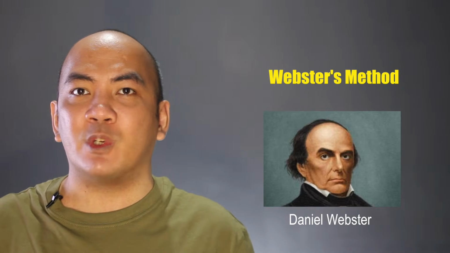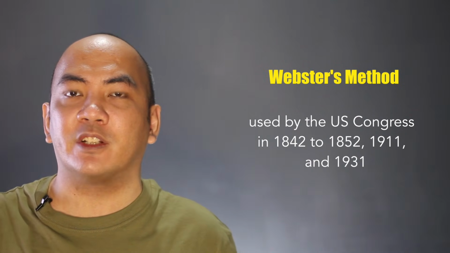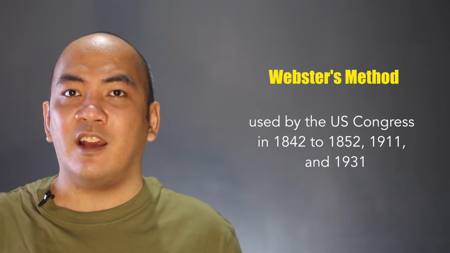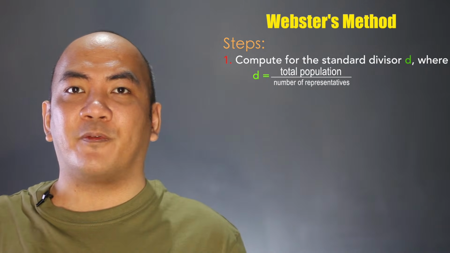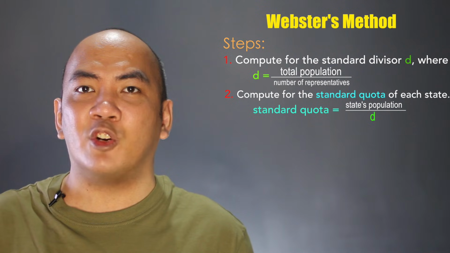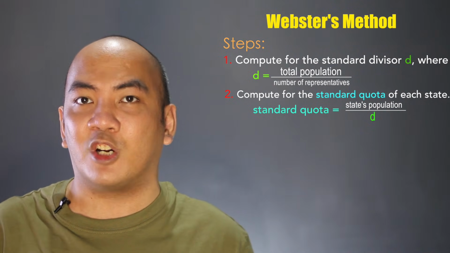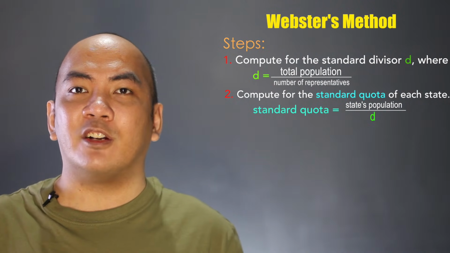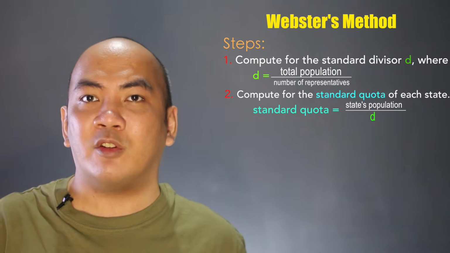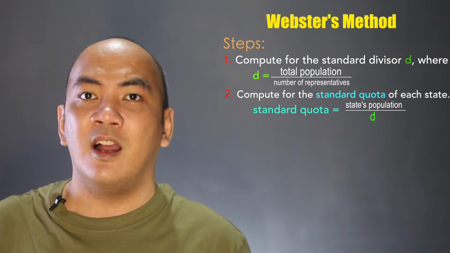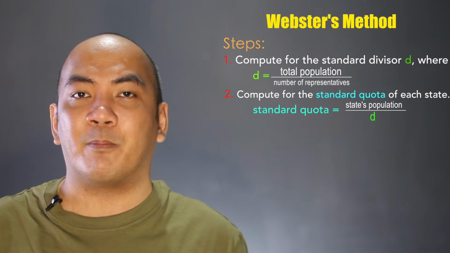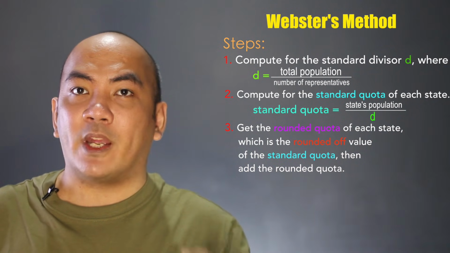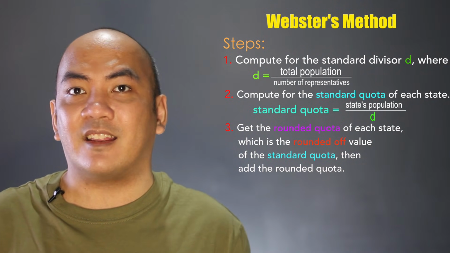Next, we have Webster's method, which was proposed by Daniel Webster, which was used in the U.S. Congress from 1842 to 1852, 1911, and 1931. In this method, we still have to get the standard divisor first and divide each state population by the standard divisor to get the standard quota. But unlike in Hamilton's method and Jefferson's method, where we round down the standard quota to get the lower quota, and unlike in the Adams method, where we round up the standard quota to get the upper quota, in Webster's method, we round off the standard quota, then get its sum.